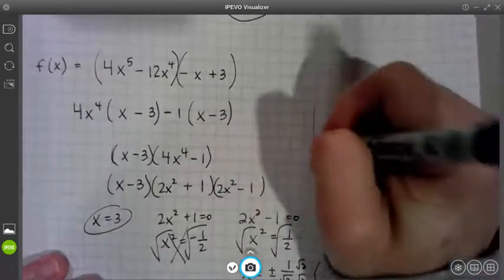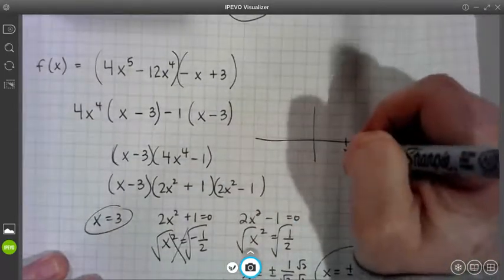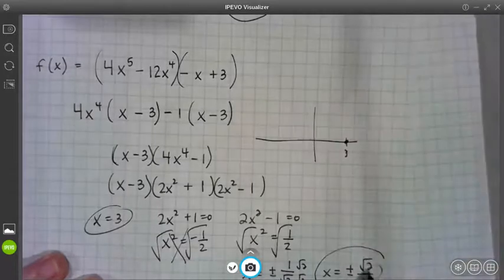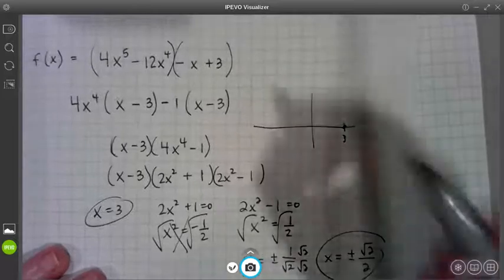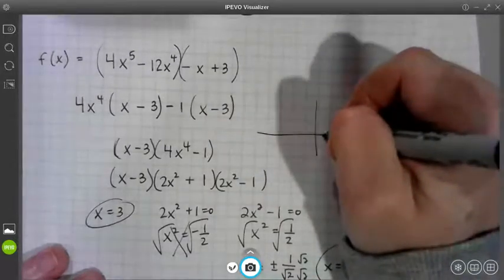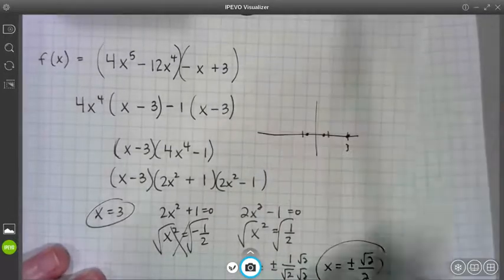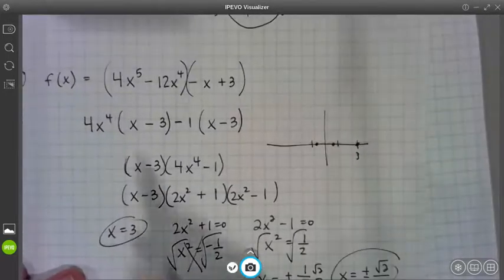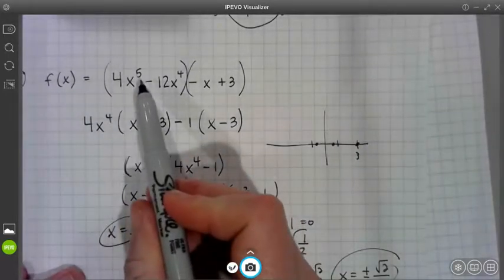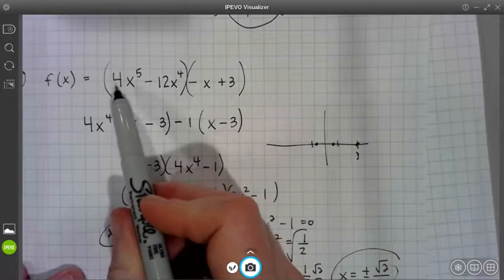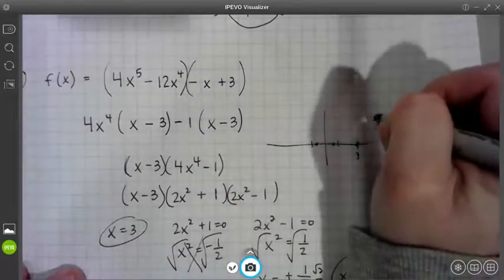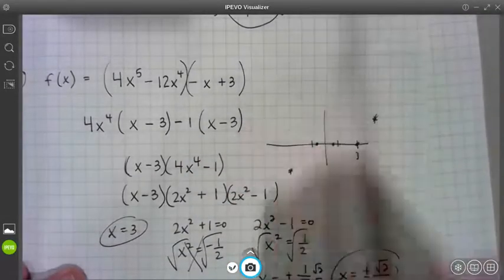You'd have an x-intercept at positive 3, and positive and negative root 2 over 2. That's like 1.4 divided by 2. That's plus or minus 0.7. So you'd have positive 0.7 and negative 0.7. Your end behavior is based off of 4x to the 4th. So that's an even degree with a leading coefficient that's positive. So that's up on the right and up on the left, right?